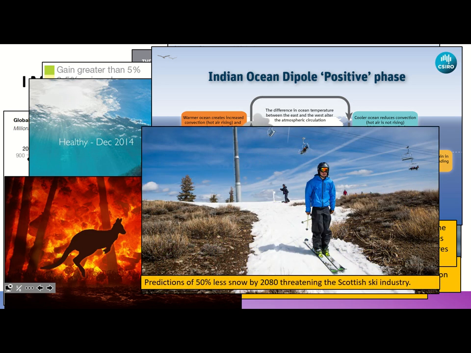And lastly, of course, in some areas, for example in Scotland, we're predicted less snow, and this is going to impact on things like our skiing industry. So there's a quick rundown of impacts of climate change. I should really point out that there are many, many, many more. It just depends what your teacher teaches you. Please don't feel that this is an exclusive list.